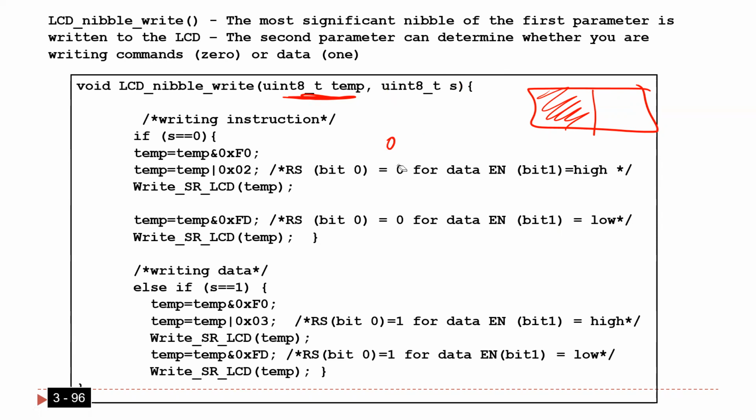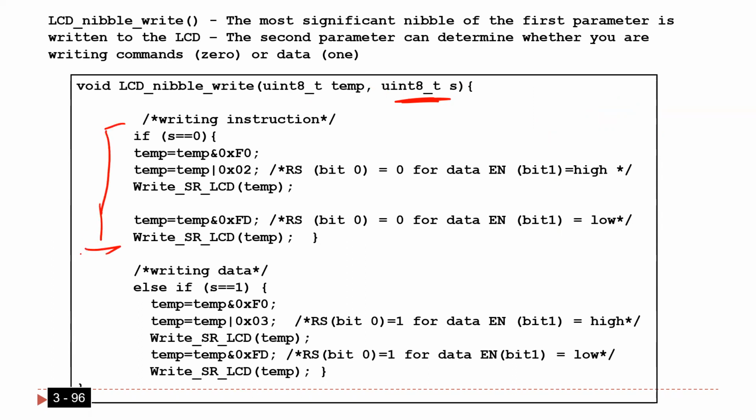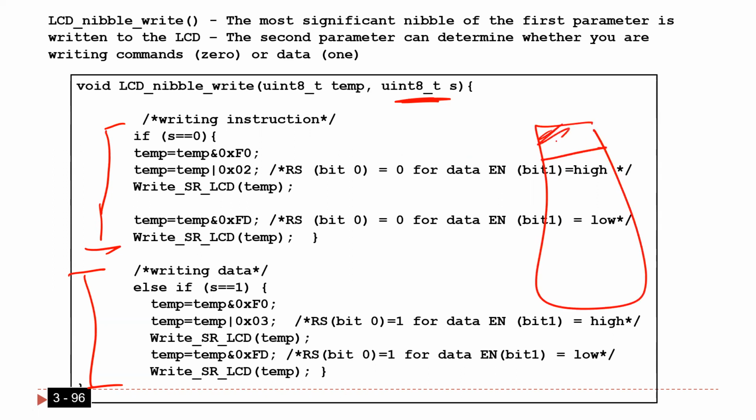Is that okay, guys? As you see in this function, the first thing I have to do is check this one. Do you want to write data or do you want to write a command? Here this is for command, and this is for data. If you look at the code, it is exactly the same thing. The only difference is the first bit. If it is a command, the first bit has to be 0. If it is data, the first bit has to be 1. Everything else will be the same.